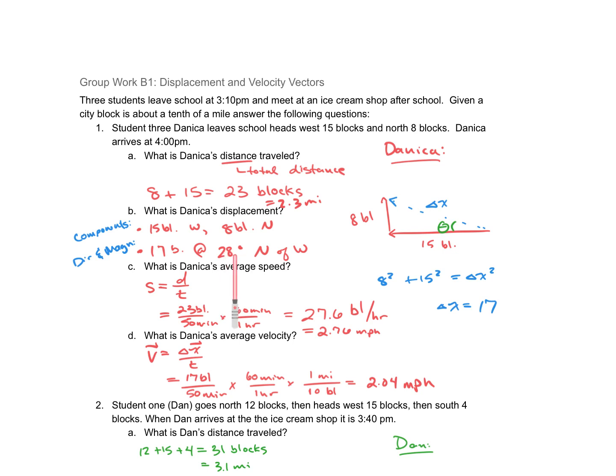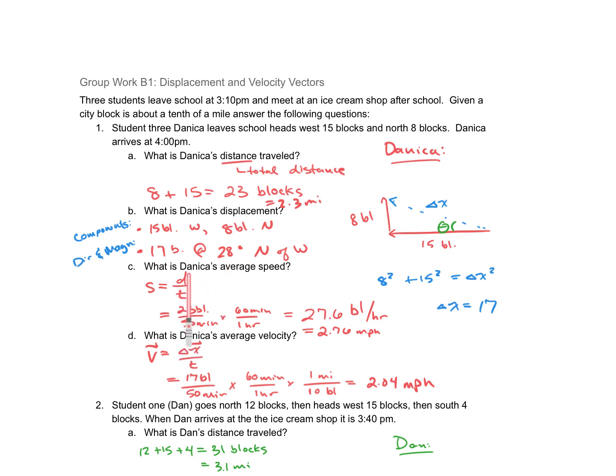So I'm making some assumptions that you understand how to go from angles to sides. If that's something you need help with, make sure you can talk to me, or you can find somebody who knows or can explain how to do these trig functions. So these are the two ways to describe vectors. You can describe them with their components, or you can actually report the direction and the magnitude. And so Danica's displacement is 1.7 miles at 28 degrees north of west.